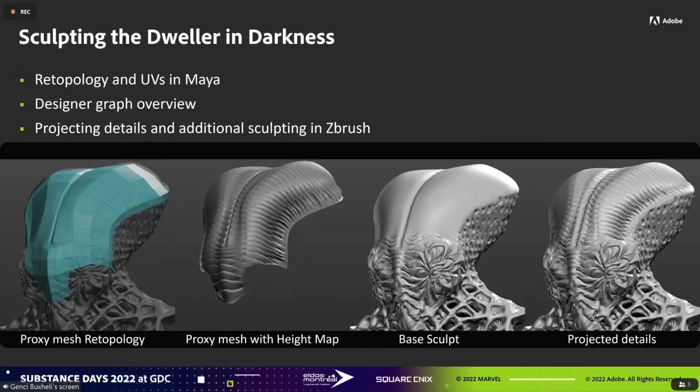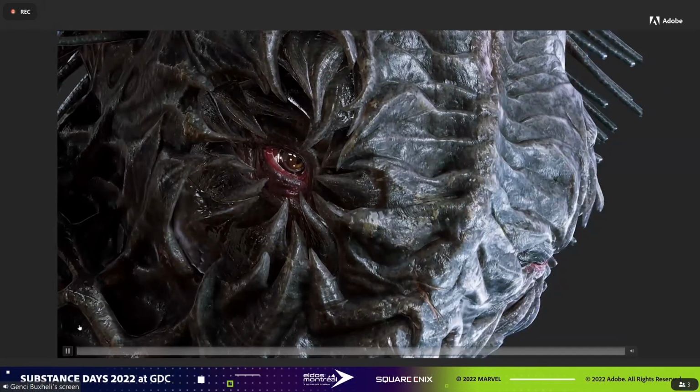And then I'm going to show a little bit of an overview of the designer graph on how I built all of those elements. And then we are going to do the whole transferring of these details back into ZBrush, try it on the model, see how it works. And then I'm going to go back into Designer and do some more changes into the shapes and bring it back into ZBrush very quickly. So without further ado, I'm going to start the video.